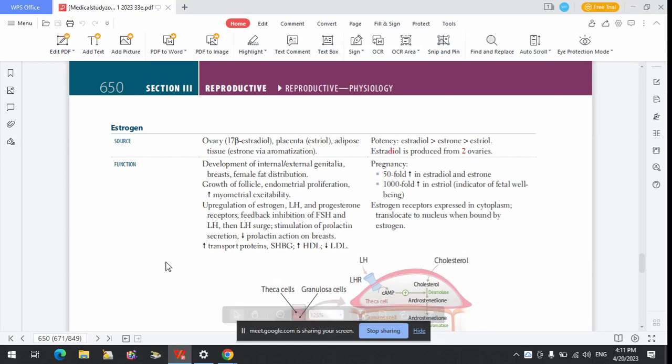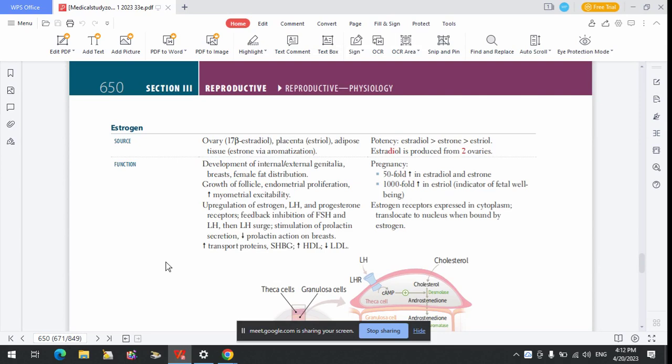Okay, so today we'll just continue with the female reproductive hormones. That's the next thing to talk about. And we'll start with the first one, which is estrogen. You need to know that there are three different sources of estrogen. It can come from the ovary, the placenta, and the adipose tissue.